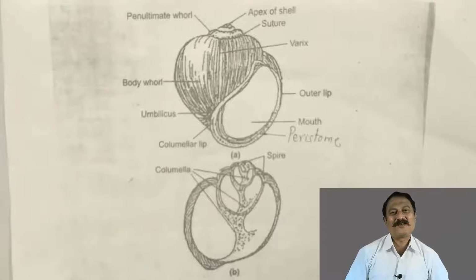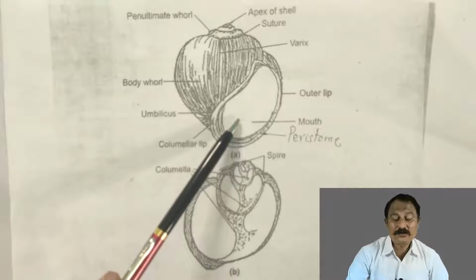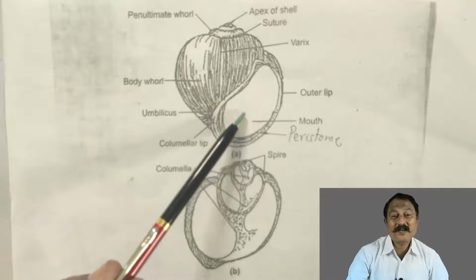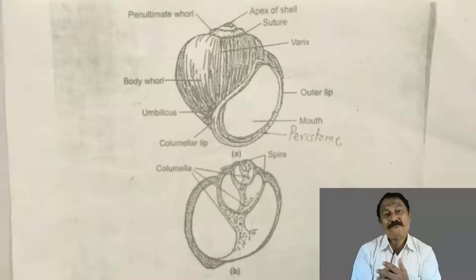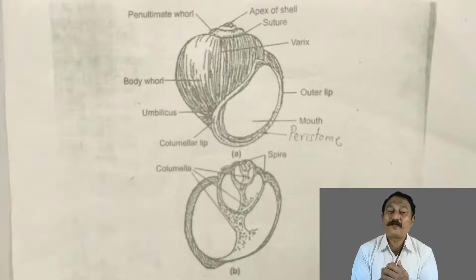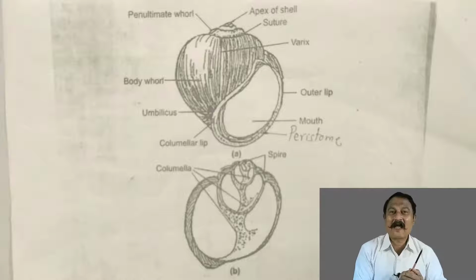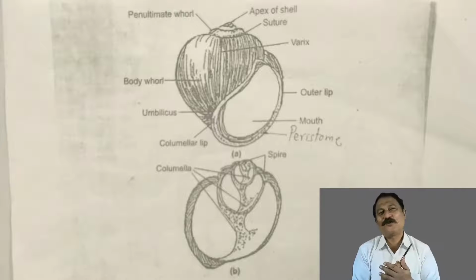Here the mouth is present. Okay? But when the shell is closed, that mouth can be retracted and the door, that means operculum, fits on the foot part. It can be dragged inside and the door of the shell can be closed tightly.